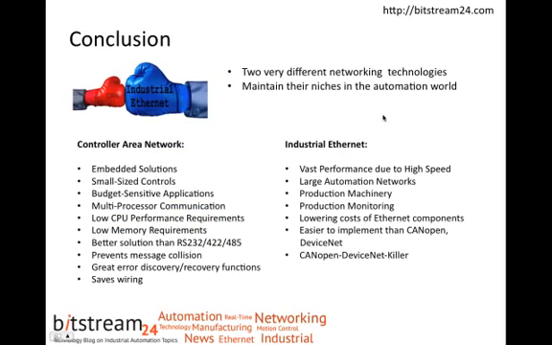Coming to the conclusion, controller area network or CAN and industrial Ethernet are two very different networking technologies, and each one is very suitable for their respective niche in the automation market. CAN is definitely a suitable choice for small size controls, that is, embedded solutions requiring multiprocessor communication. CAN requires only small resources in terms of CPU power. In fact, even a simple 8-bit microprocessor can handle the CAN communication without problems. If your application is budget sensitive, there is no better choice than CAN.